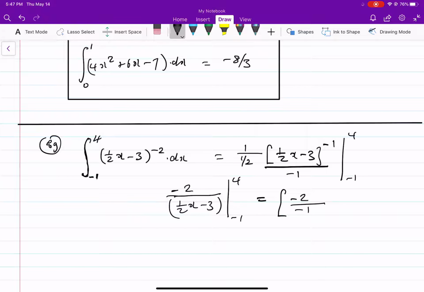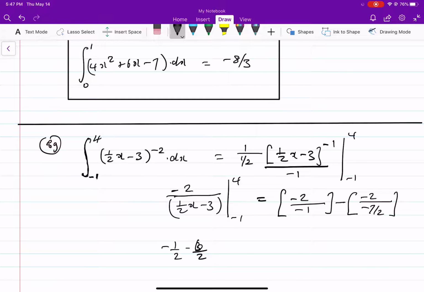So that's what I get when I plug in the upper limit, minus what I get when I plug in the lower limit. Let me check that back. 4, half of 4 is 2. 2 minus 3 is minus 1. Minus 2 over minus 1. Yes, and then this becomes minus 2 on top. When I plug in minus 1, a half times minus 1 is minus a half. Minus 3 is minus 6 halves, which is minus 7 halves.